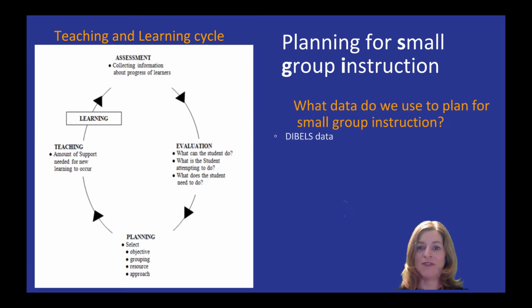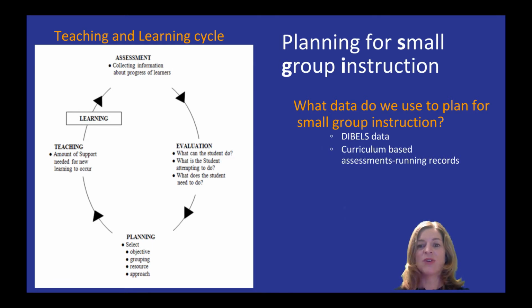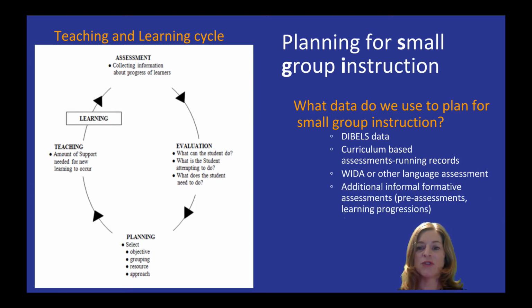So in planning for small group instruction, you're going to look at the data that you have. So again, you have your DIBELS data, you have curriculum-based assessments and running records, so you've also been listening in to readers and noticing what sort of miscues and errors they're making when they're reading. You also need to be thinking about the language level of your students and any language assessments you have to really understand the potential vocabulary needs of your students and the language needs in terms of how can you build that language development as you're working with reading skills. So knowing what language assessments you have available. And then additional informal and formative assessments, pre-assessments or learning progression.